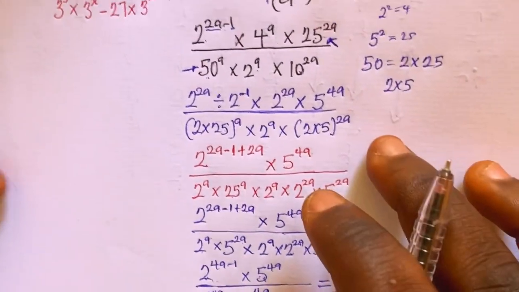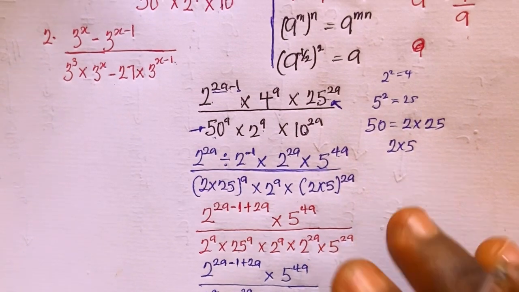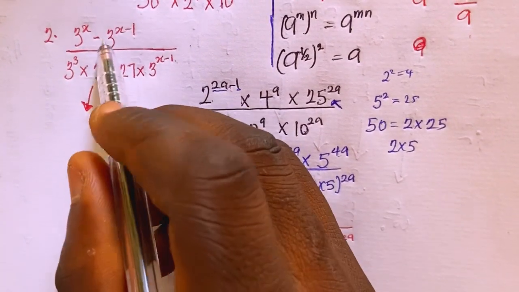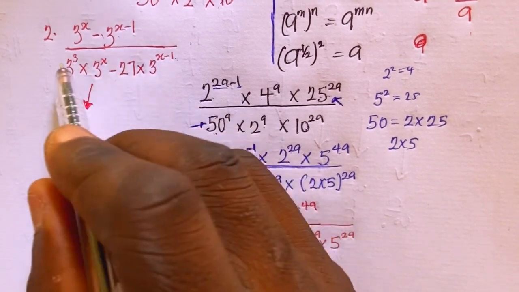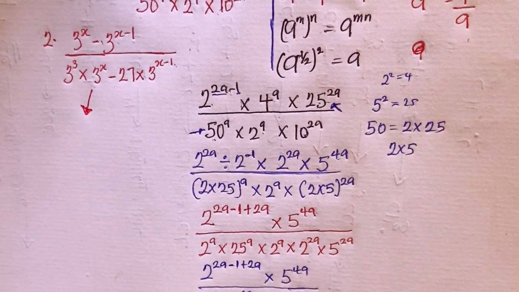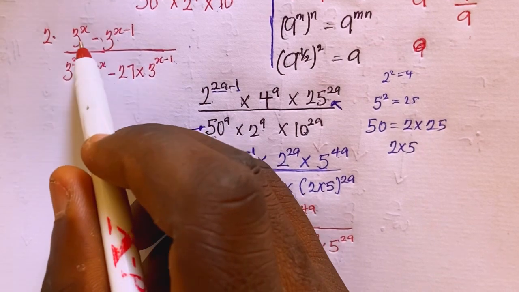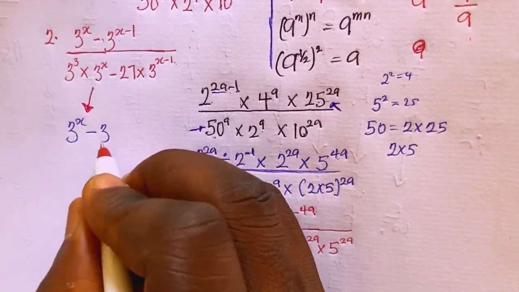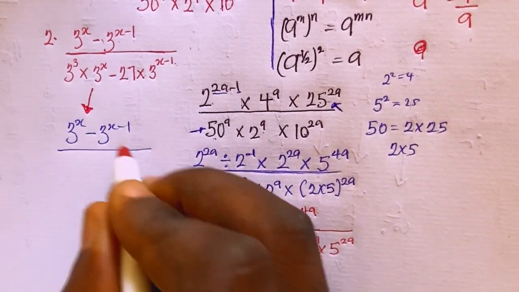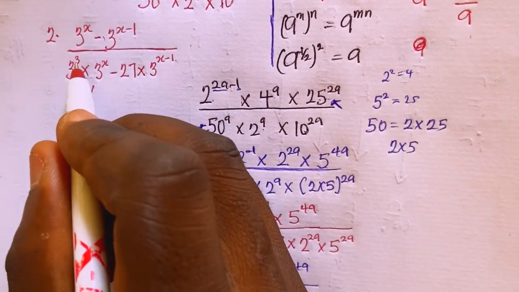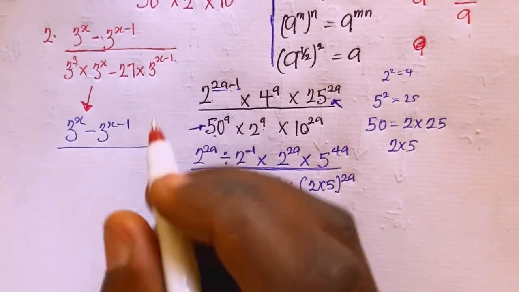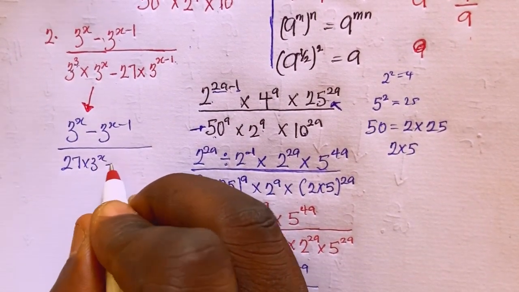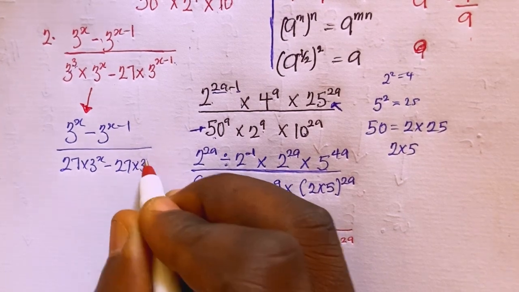Then let's simply move to the next expression that I'm asked to simplify. I'm asked to simplify this, which is 3 raised to the power of x minus 3 raised to the power of x minus 1, divided by this expression. If you look at this question very well, it's very, very simple. Here, if you notice, 3 raised to the power of 3 is also the same as 27. Then I'm going to have 27 multiplied by 3 raised to the power of x minus 27 multiplied by 3 raised to the power of x minus 1.